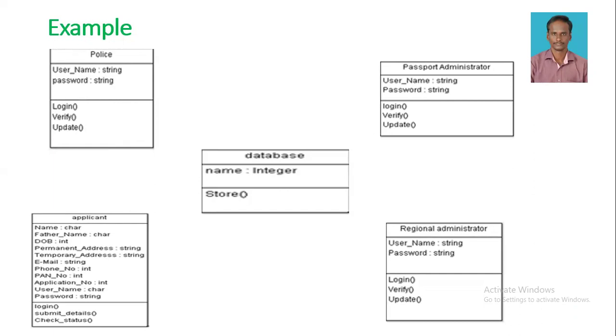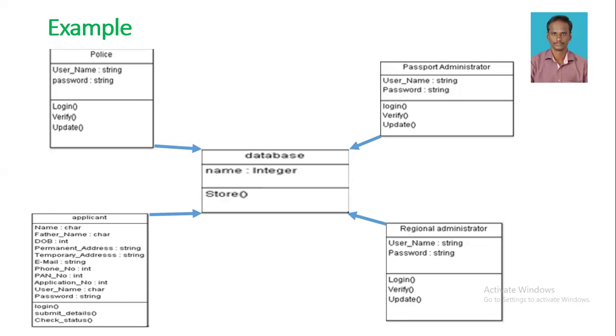So here we have 4 classes: police, passport administrator, regional administrator, and applicant. All 4 classes can have their own properties and methods. For example, if you consider police as a class, here the username is string type and password is string type. It has the methods login, verify, and update. Similarly, the other 2 classes, passport administrator and regional administrator, have the same methods. Only the applicant has somewhat different methods: login, submit details, check status. So all these classes are connected with the database. In such a way you have to draw the class diagrams.